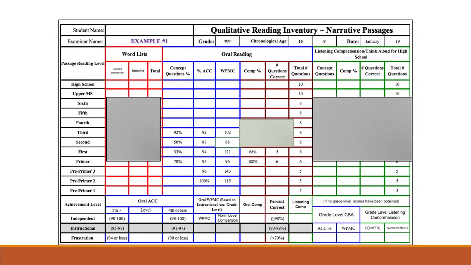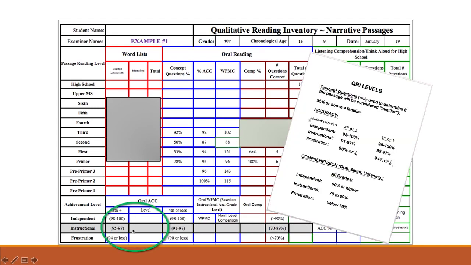Here is the QRI cover sheet, and if I didn't mention it before, St. Mary's designed this. This is not anything that you would find in the QRI manual itself. It's just a really nice way of laying out all of your scores. I've covered up the things that we don't need to worry about right now. Right here is where our accuracy scores are, and what we need to do then is translate that into levels for independent, instructional, and frustration.